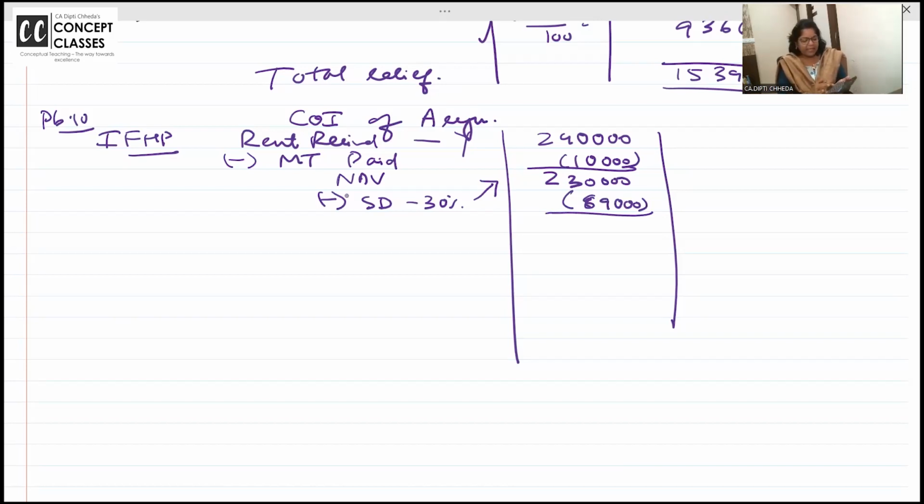Ma'am, should we definitely give the standard deduction? Yes. In house property, in salary, you have to give the standard deduction. अच्छा है, क्लियर है? तो रेंटल इनकम हो गया आपका.